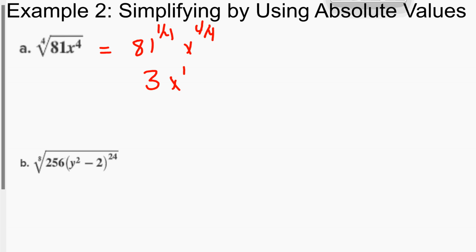Now, because x could be negative, when we plug it back in here, anything to the fourth, a negative to the fourth, is always just going to be positive, right? So since there's a possibility of that being negative to begin with, we're going to put that in absolute value bars.